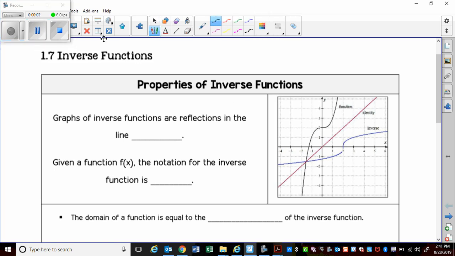Good morning. This is Unit 1, Day 7. We're going to talk about properties of inverse functions today.